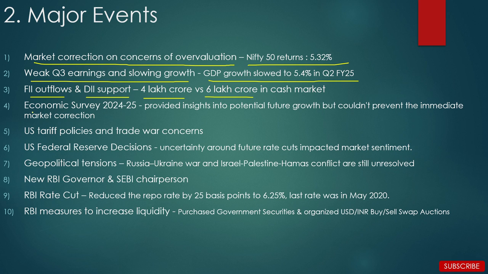Then the fourth major event was the economic survey of 24-25. This provided insights into the potential future growth, but couldn't prevent the immediate market correction.